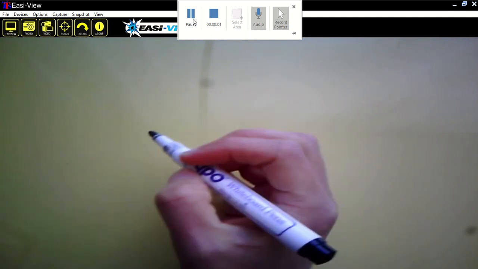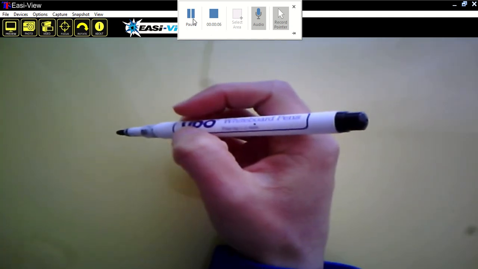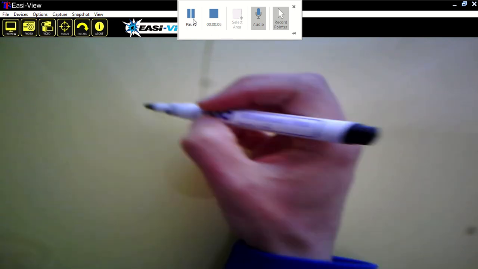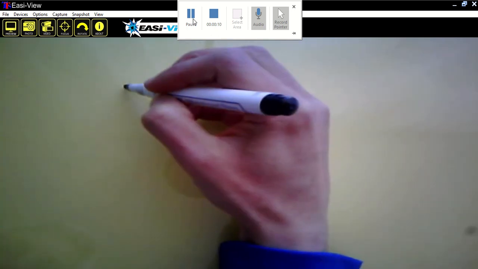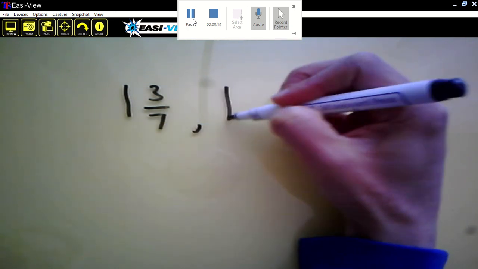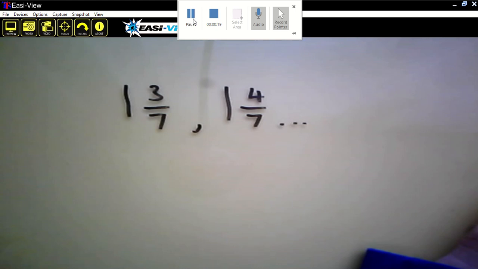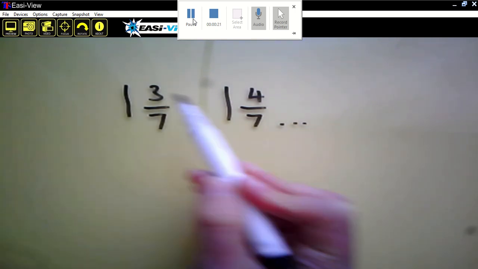Okay, so we're going to start off with a little look at a sequence. You've been given two mixed numbers, and there's a sequence. You've got to think what's the same and what's different. I'm going to use different numbers, obviously, because otherwise I'd be telling you the answer. That's the sequence that I'm giving you, and you've got to think, right, what's the same?